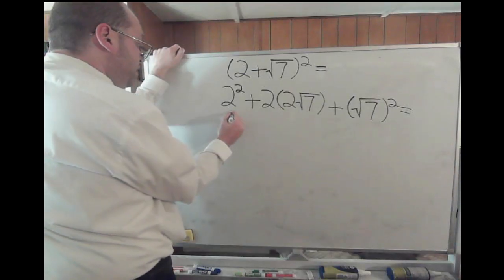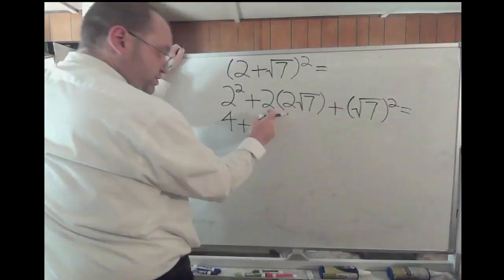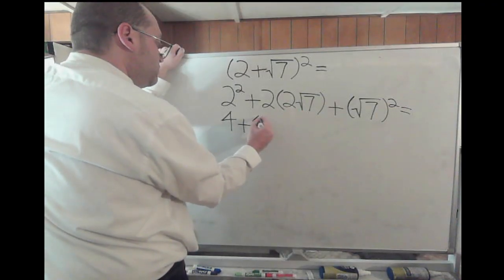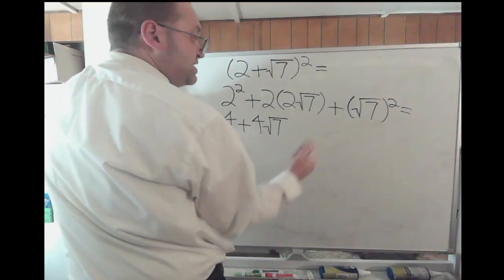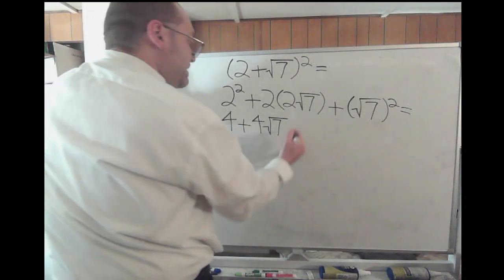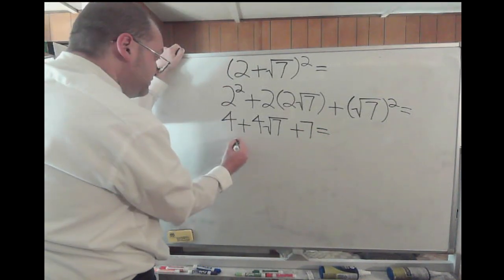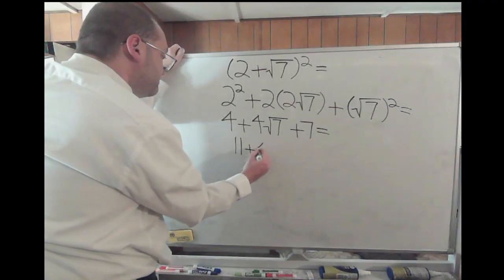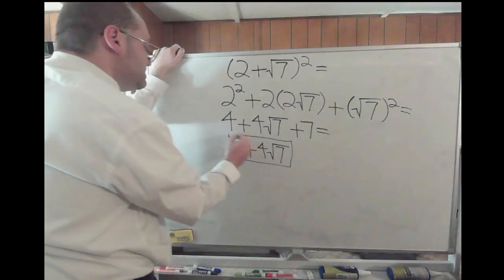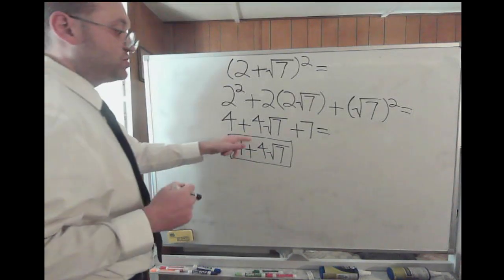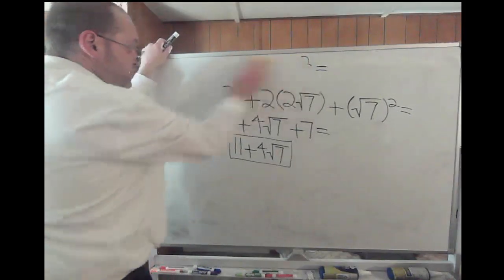Well, 2 to the second power is 4, plus then you have 2 times 2 square root of 7, which would give you 4 times the square root of 7. Plus you'll have square root of 7 to the second power. Well, square root to the second power cancels out the square root. You would have plus 7. Which, to simplify this further, 4 plus 7 is 11. Then you just have plus 4 times the square root of 7. So the answer you should get for this problem will be 11 plus 4 times the square root of 7. That's as much as we can simplify. 11 plus 4 times the square root of 7.